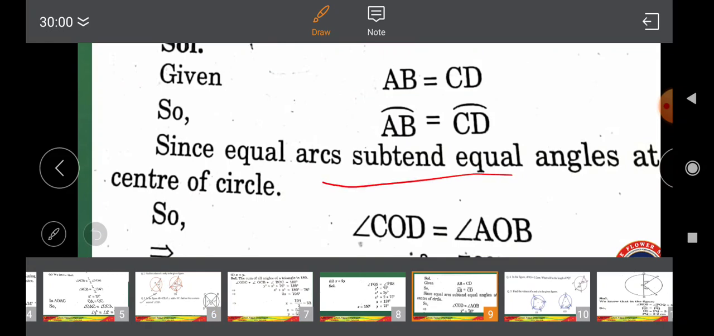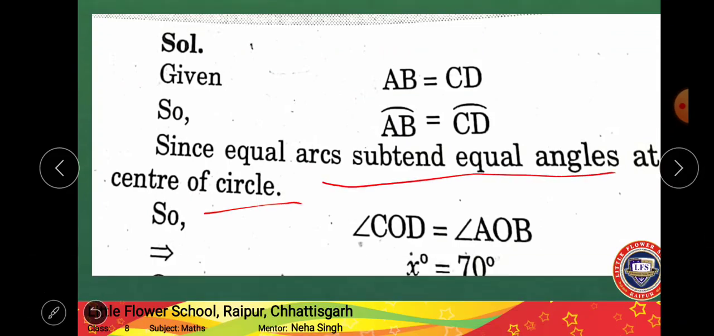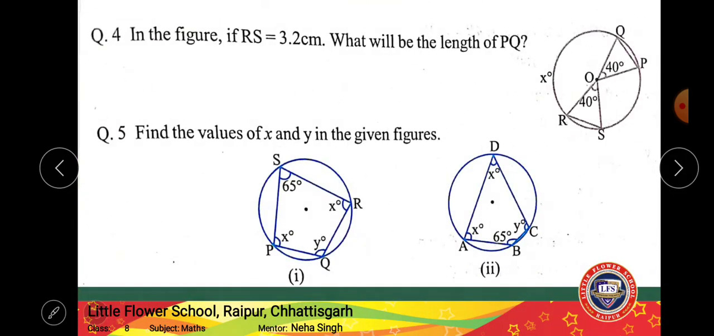Since equal arcs subtend equal angles at the center of the circle, both are equal arcs, hence they will subtend equal angles. We can write this also, we can write vertically opposite angles also. Okay, moving on to the fourth question.